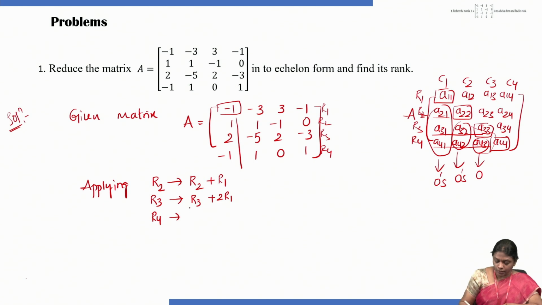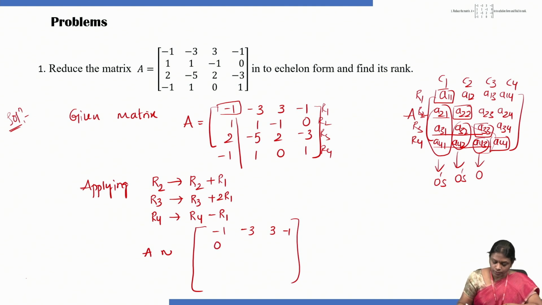Minus 1, and here you're having minus 1, R4 minus of minus, it becomes 0. So now A is approximately equal to, I'm not implementing any operation to the first row, I'm writing the elements as it is, minus 1, minus 3, 3, minus 1. And now implementing this becomes 0.